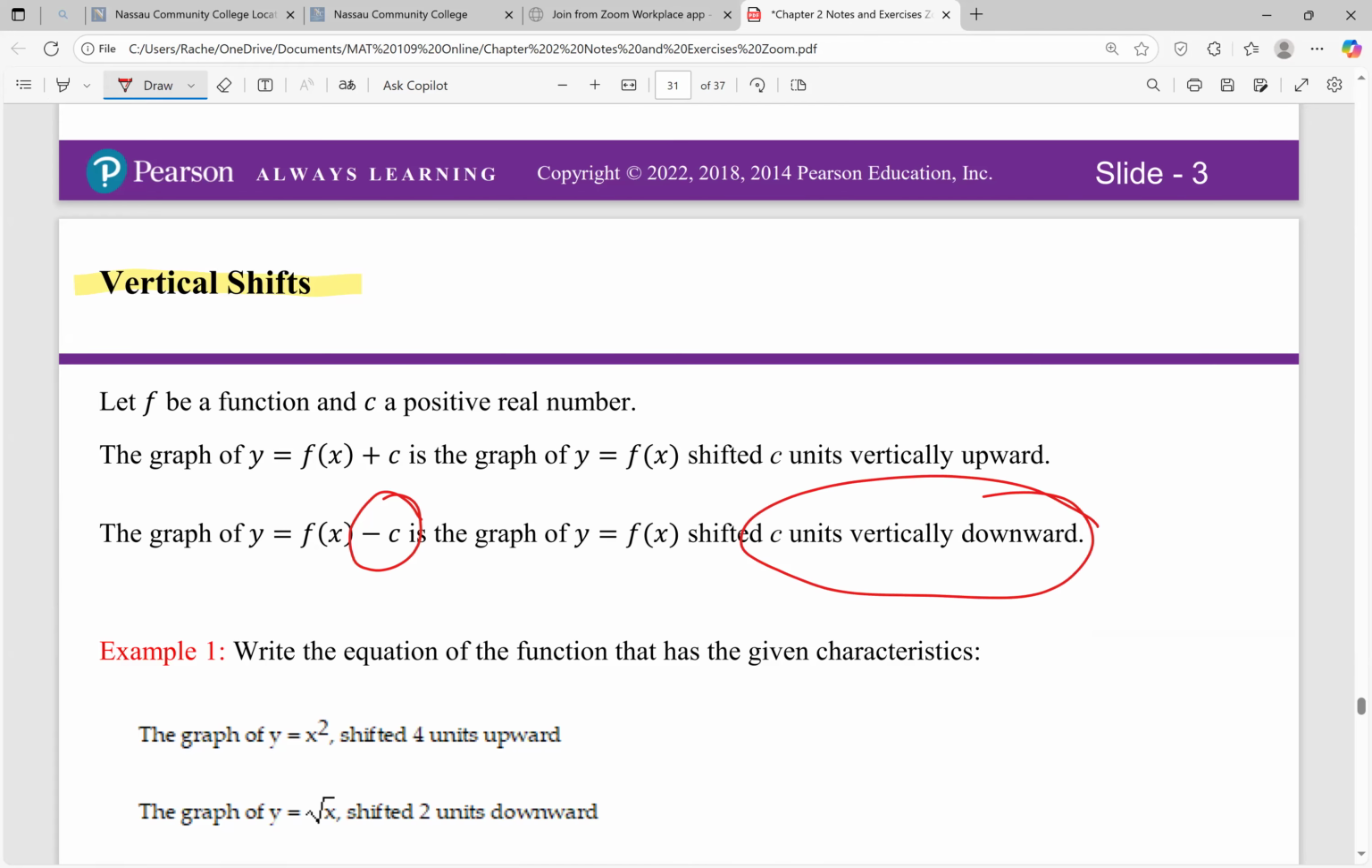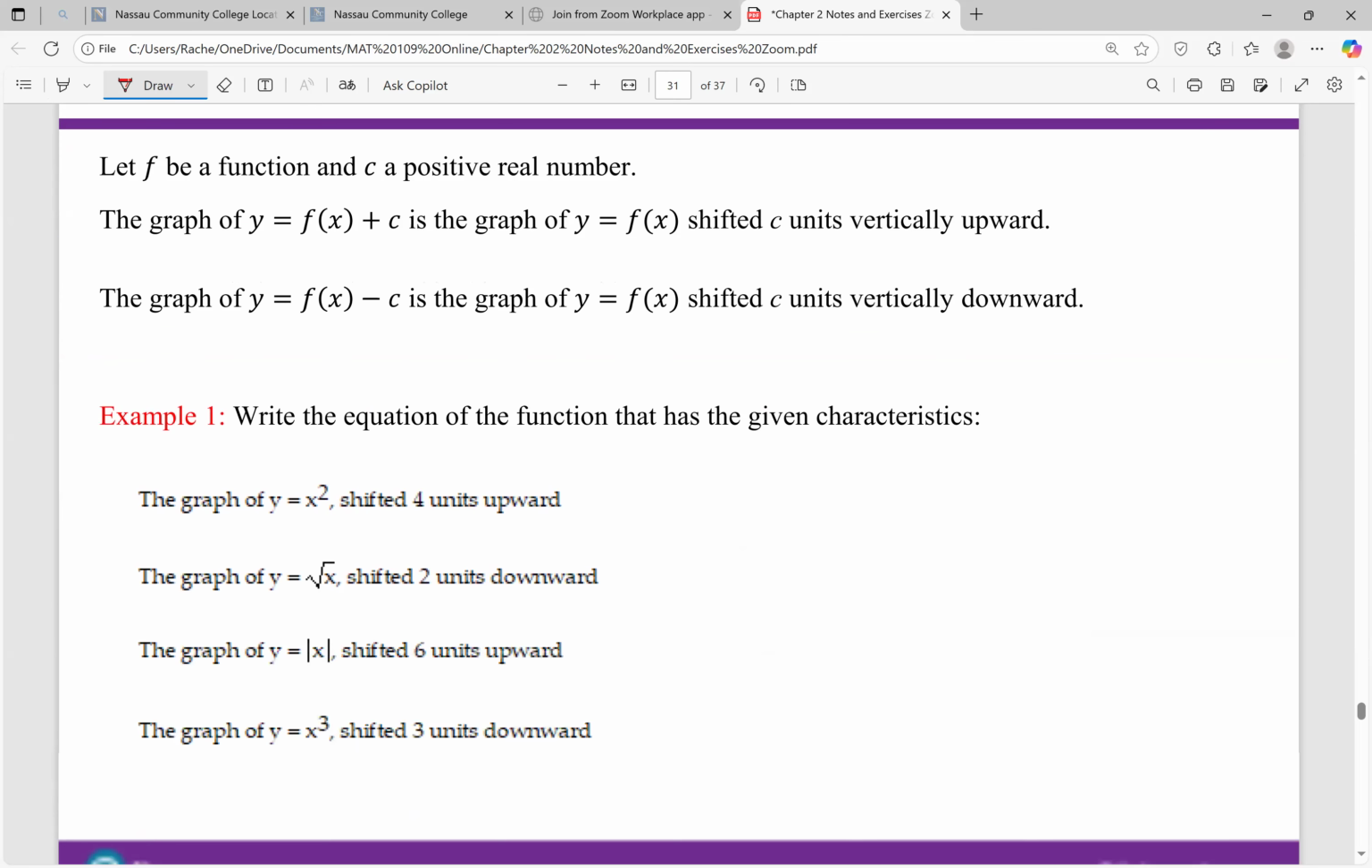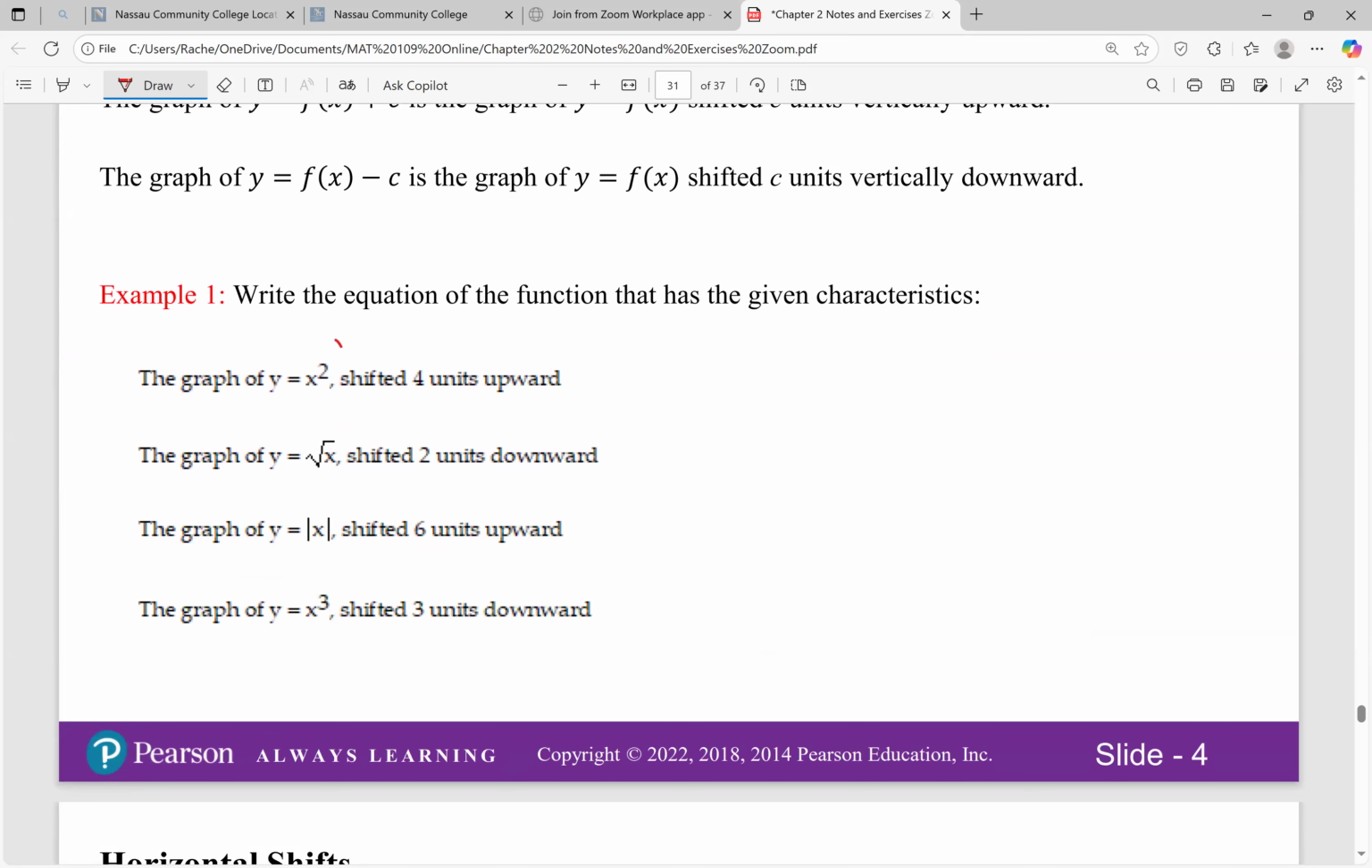And I'll show you this graphically, but let's do an example first. So let's look at example 1. Let's say we have the graph of y equals x squared. That's my squaring function, my standard quadratic. And a quick sketch, it looks like this. That's what x squared looks like. We want to shift it 4 units upward.